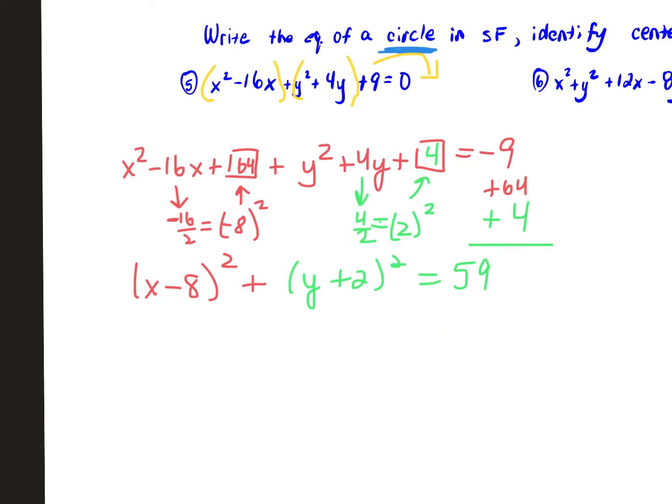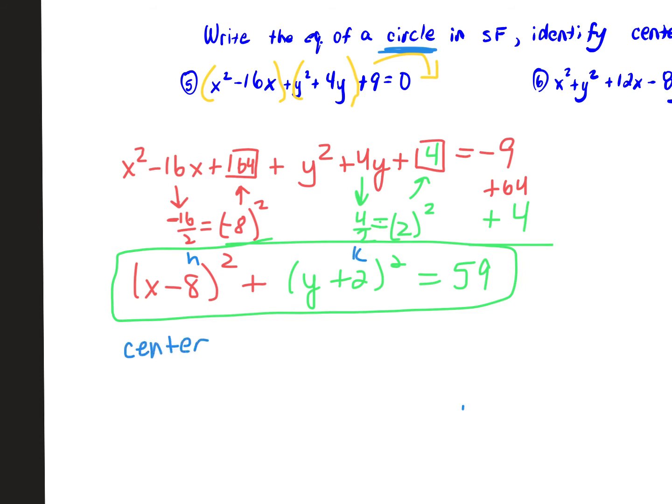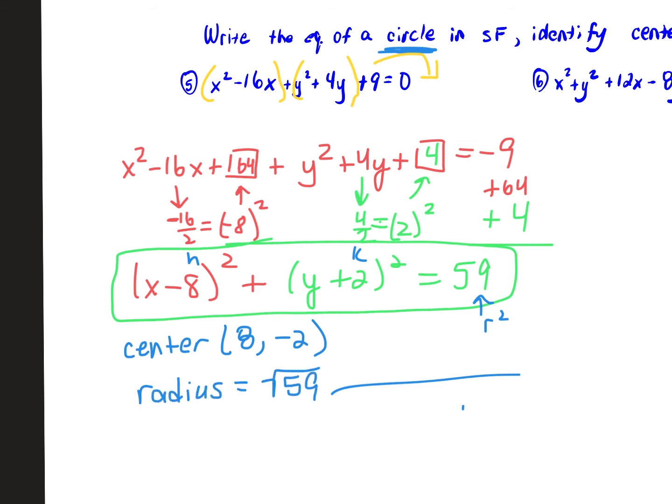So now I can see exactly what my equation in standard form is. It's right here. And then from that, I can extract my center, which is my h and my k. This is my h, this is my k. So my center would be at positive 8, negative 2. And my radius squared is right here. So my radius would be the square root of 59.